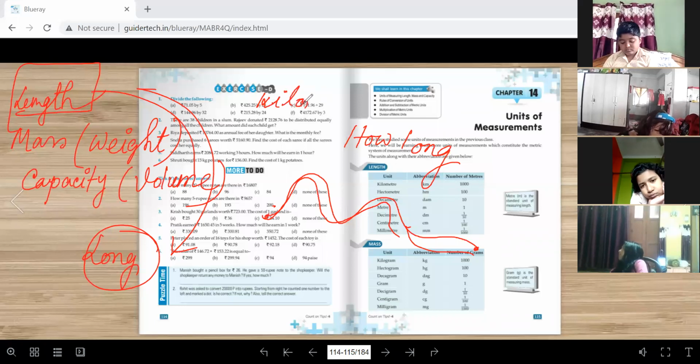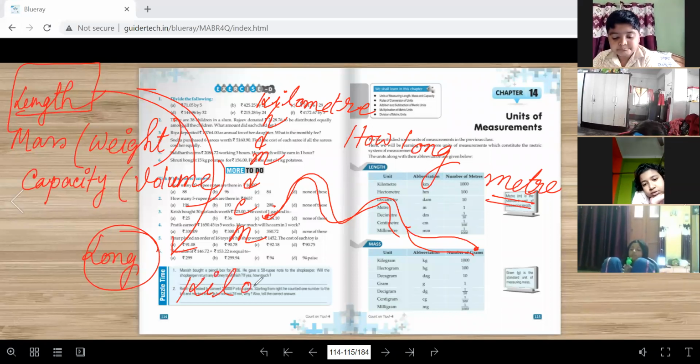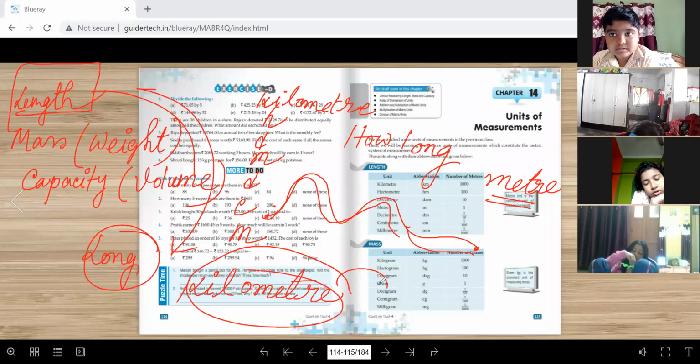Kilometer, hectometer, decameter, meter, decimeter, centimeter, millimeter. That means the base here is meter. Now, for meter, usually we can use kilometer. It will be denoted by, for kilo, K, for meter, M. So, KM.